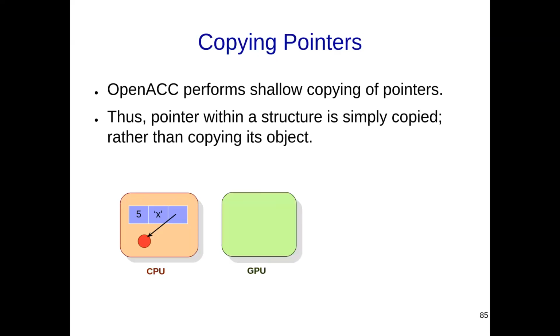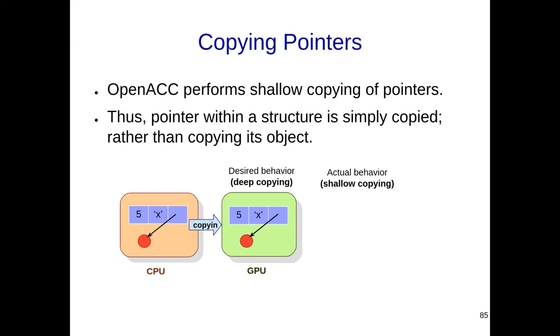Right? So in case of deep copying on the GPU, you want that copying in should create a structure which is exactly similar to the CPU memory. So this is desired, but what actually happens is shallow copying, where you have this 5 and x copied because these are scalars, but the pointer still points to the CPU memory, and that is wrong. I mean, wrong meaning that is the behavior.